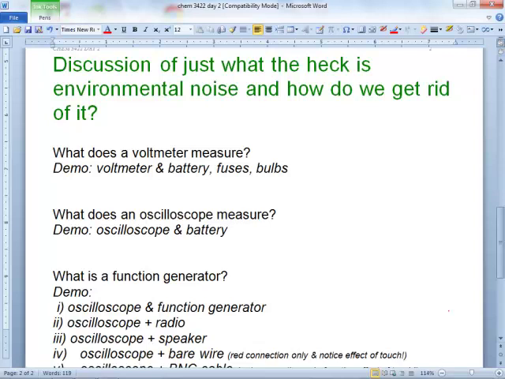What is this one, the big one, called? That's the oscilloscope. All right. This one is our voltmeter.